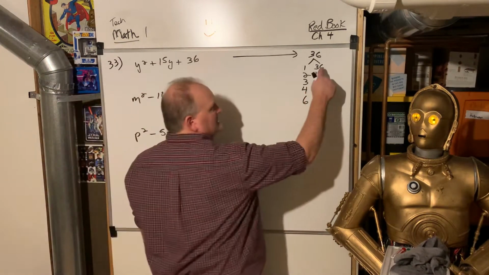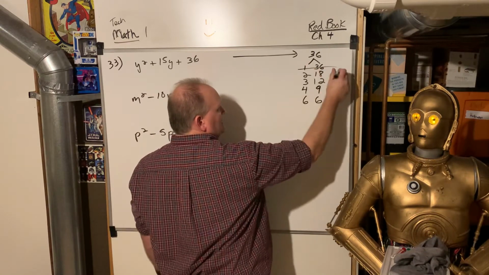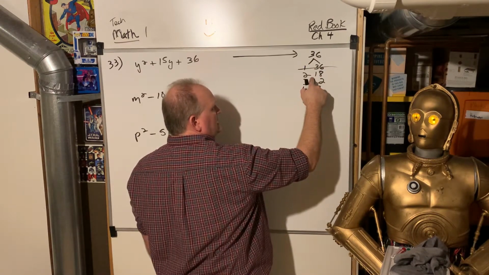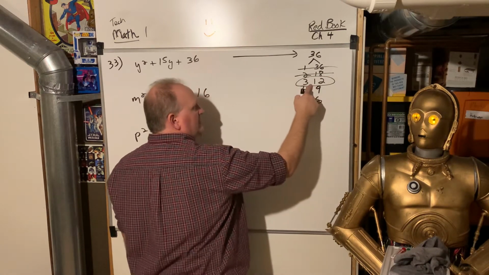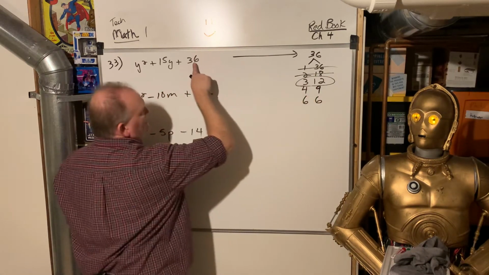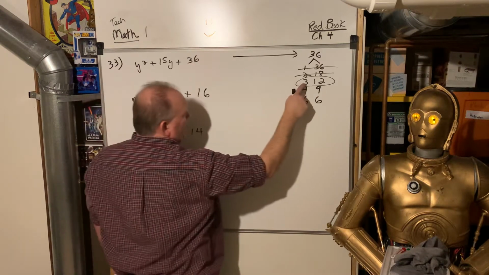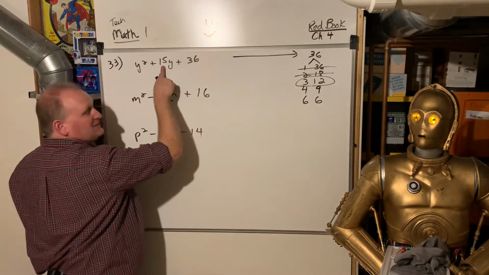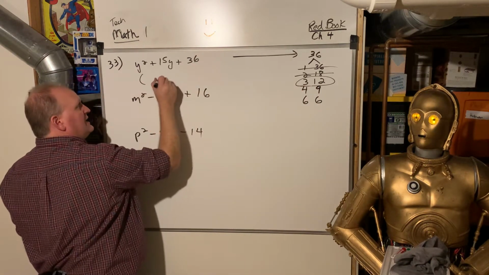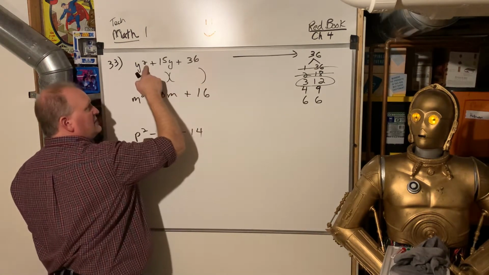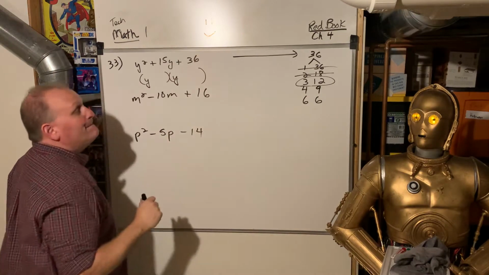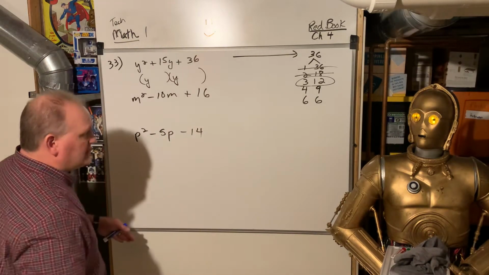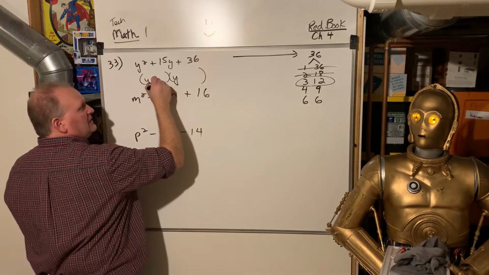Out of those, this one adds up to 37, so that isn't it. This one adds up to 20, so that isn't it. This adds up to 15, ring-a-ding-ding, we got it. That multiplies to be 36, but when you add 3 plus 12, that adds up to be 15. So now we can take this trinomial, second degree, and bust it into two first degree binomials. So we're factoring it apart, plus 3 and plus 12.